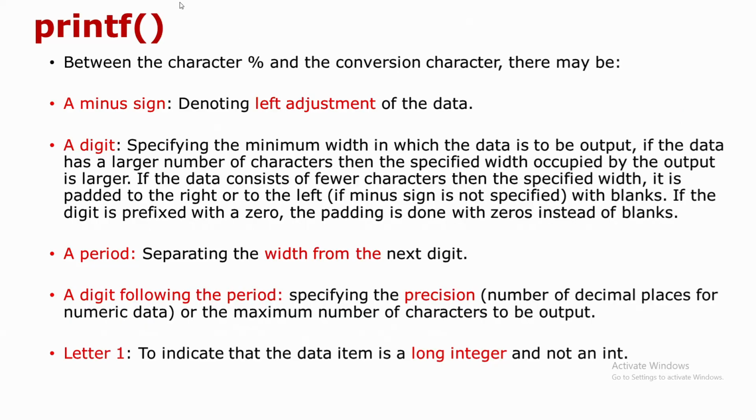Here, %d is called the format specifier. age is the variable. Think of a format specifier as a label on a parcel. If the parcel contains clothes, the label says clothes. If it contains books, the label says books. Similarly, %d tells the computer this value is an integer. Without the correct label, the computer cannot display the data correctly.